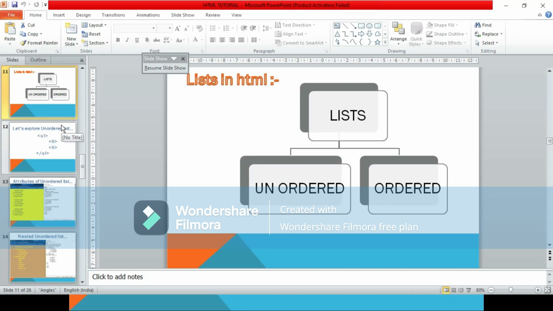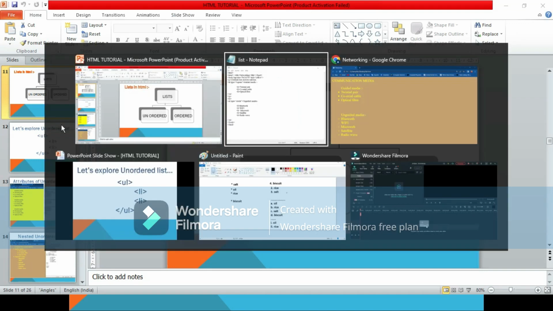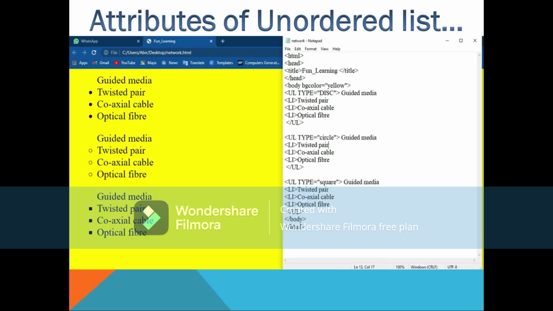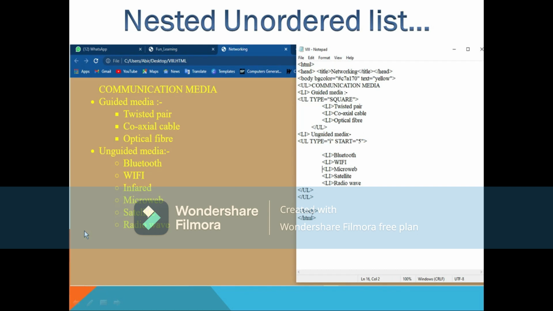So this was about the unordered list. See, this is the program of unordered list. I have used three types of syntax here. One is the disk, this is the type disk, this is circle, and this is square. Done. Let us move on.